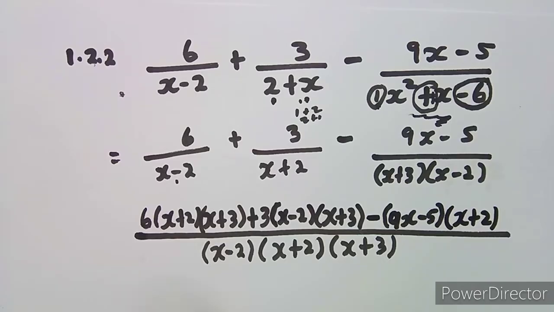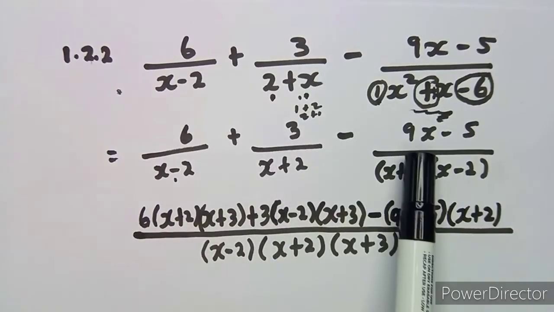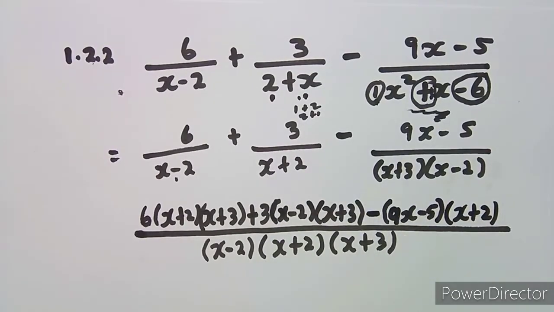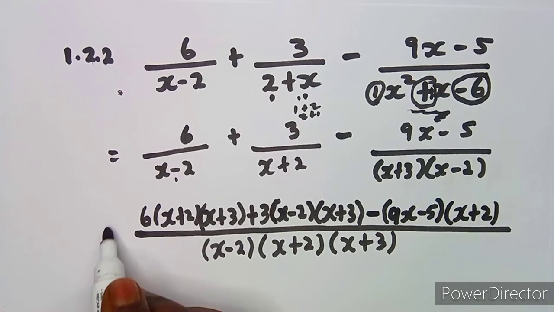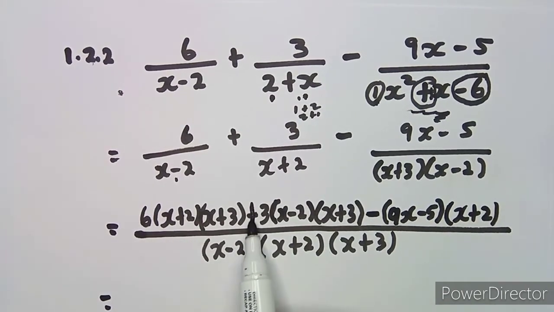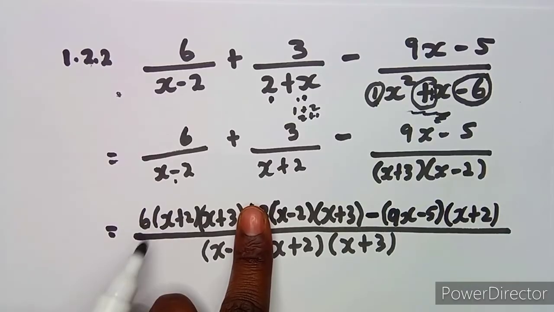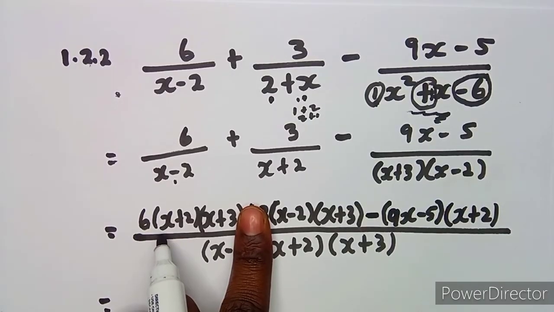Whatever that you get after dividing, you multiply it to the numerator. So as we can see, there is a job that is supposed to be done here on the numerator because here we are separated by a plus. So we have to simplify this part here of 6 into x plus 2 into x plus 3. We have to simplify that one first.